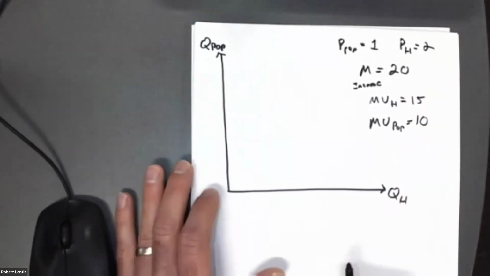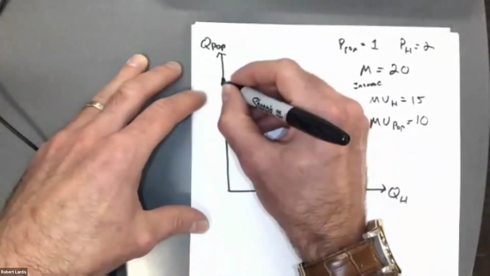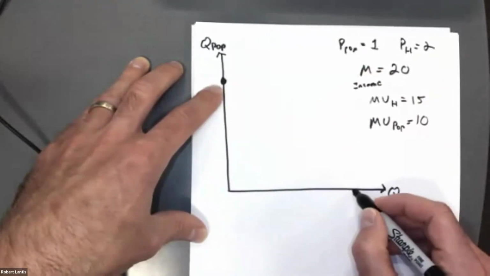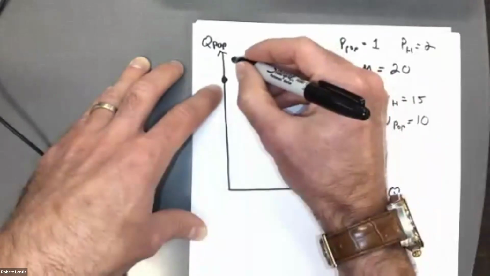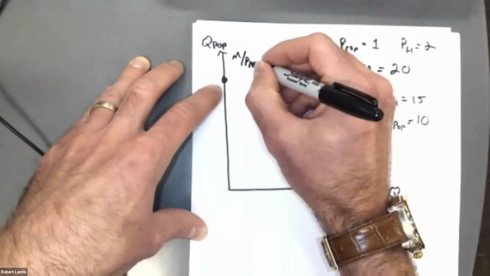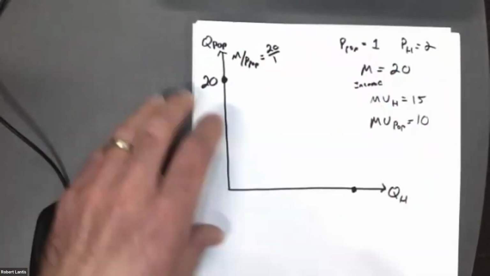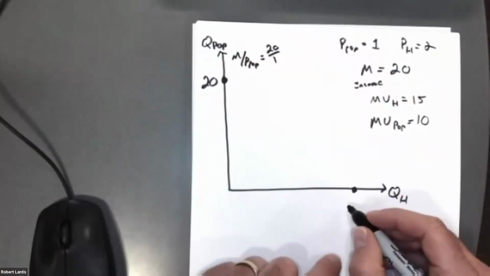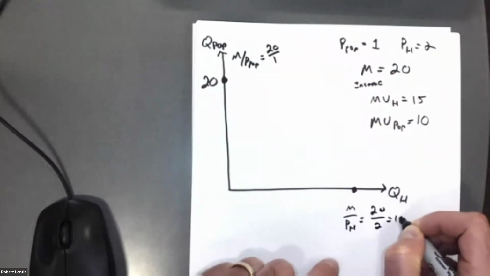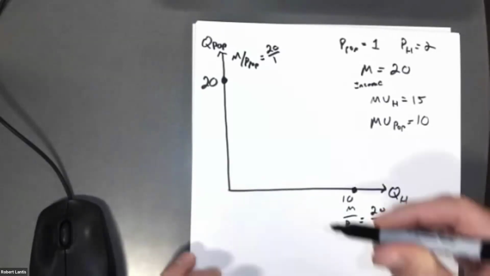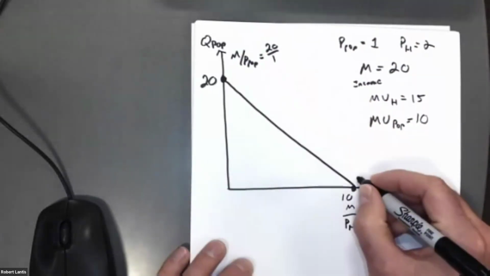So if I was building out my budget constraint, where would this be? Well, the intercepts are going to be, if I'm only buying this good, how much can I afford? So if I was only buying pops here, I have $20, divide that by the price of that good, so 20 over 1 would be 20. What if I was only buying hamburgers? Well, there, income over the price of a hamburger, 20 over 2 would be 10. So there we go. That's my budget constraint, all right?